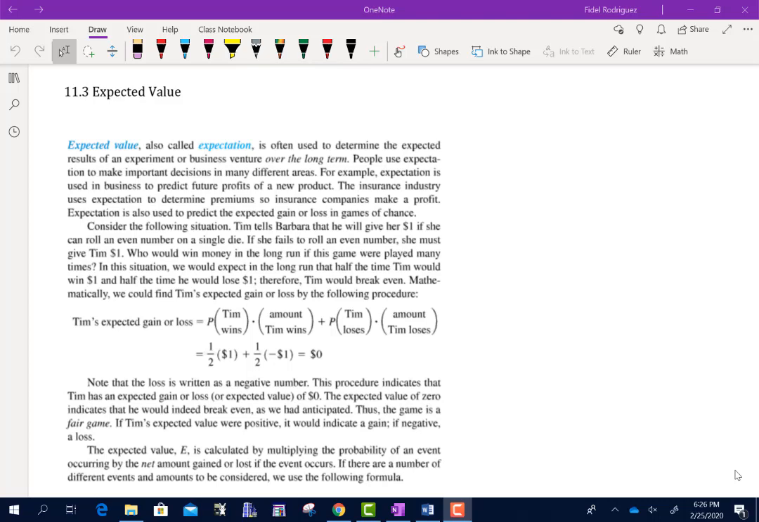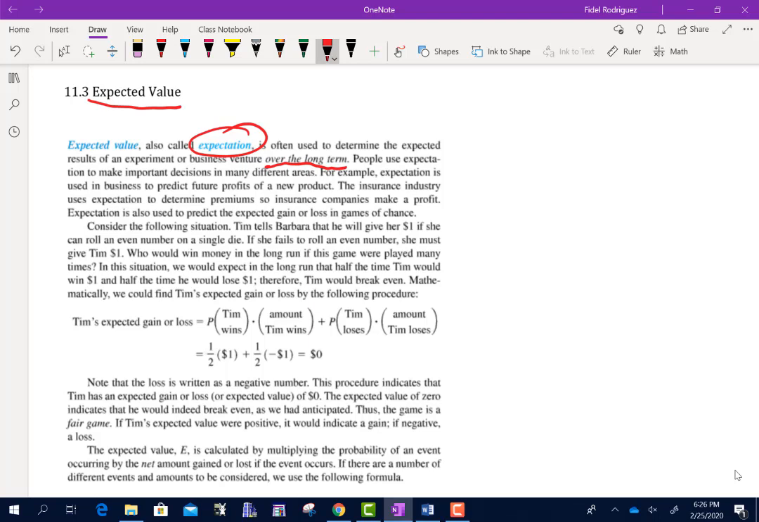11.3 talks about something called expected value. Okay, so let's see what it says here. It says expected value, otherwise known as the expectation, is often used to determine the expected results of an experiment or business venture over the long term. So this is part that's real important.